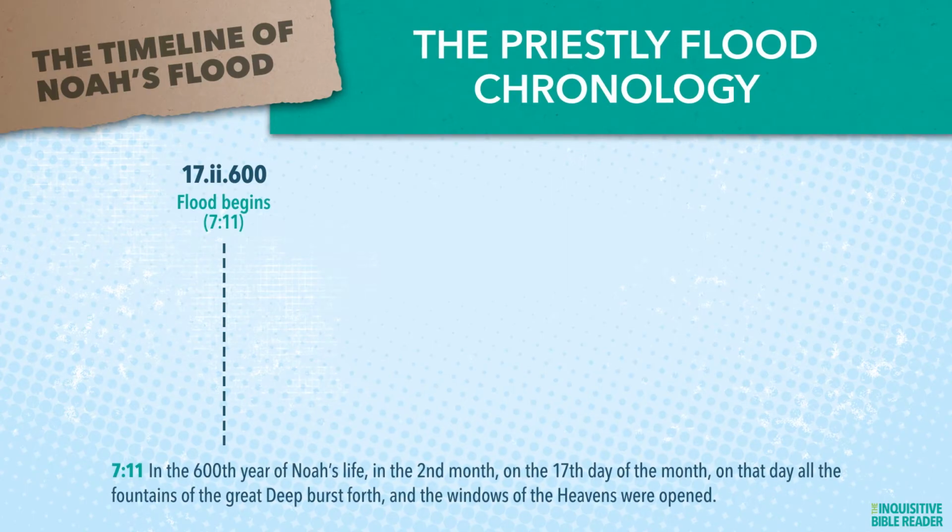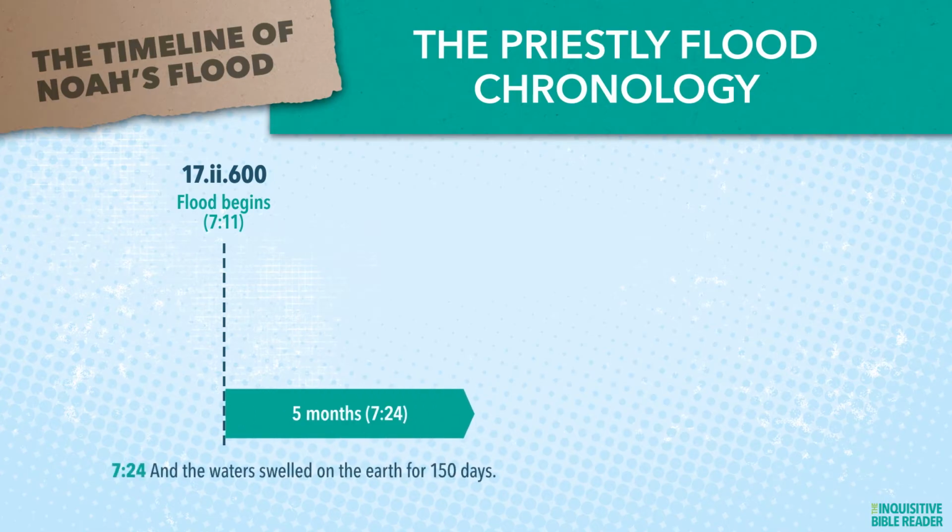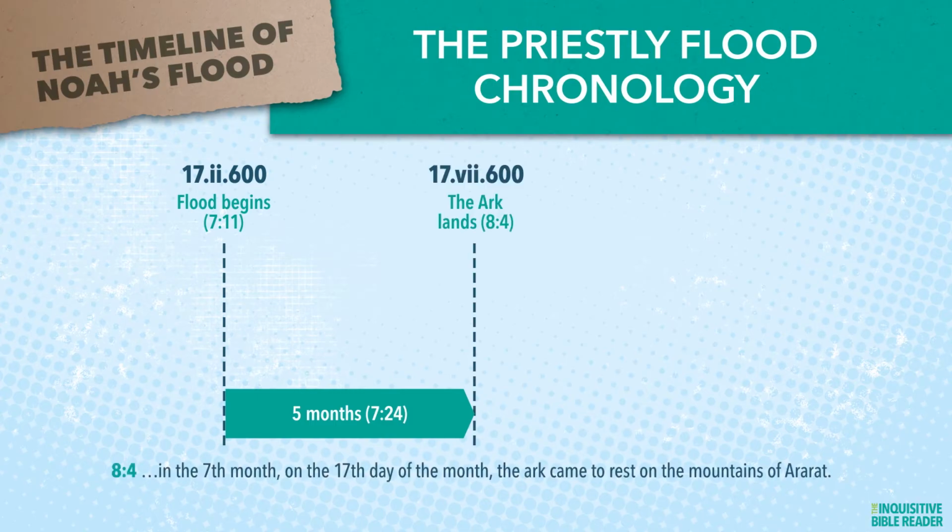The first piece of data in the priestly story occurs in 7:11, where we are told that the flood began on the 17th day of the second month of the 600th year. Next, in 7:24, we are told that the waters swelled for 150 days, which is exactly 5 months. Adding 5 months to the start date brings us to the 17th day of the 7th month. According to 8:4, that date is when the ark lands on the mountains of Ararat.